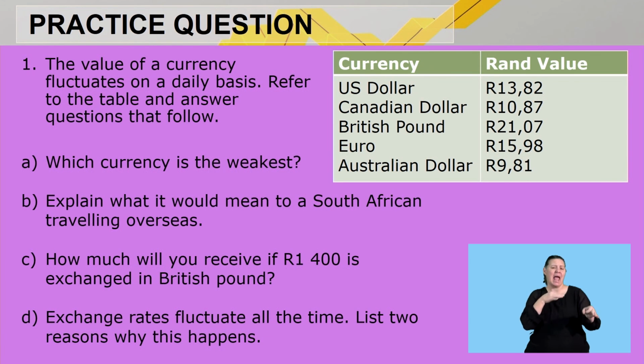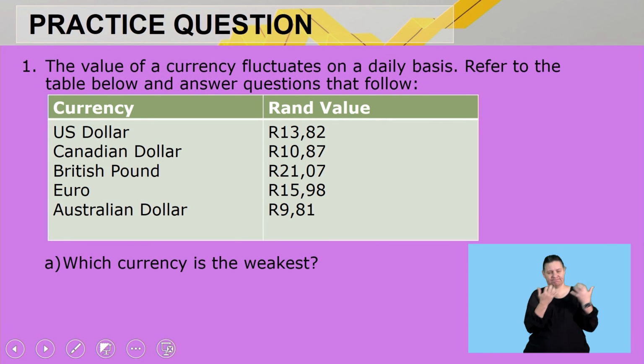B, explain what it would mean to a South African traveling overseas. C, how much will you receive if 1,400 is exchanged in British pound? And lastly, D, exchange rates fluctuate all the time. List 2 reasons why this happens. So now let us work those questions out.